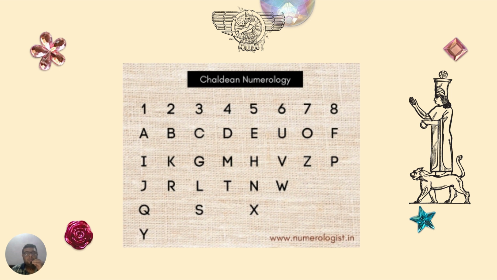So the digit connected with alphabet A is 1, B is 2, C is 3, D is 4, E is 5, U is 6, O is 7, and F is 8. It is a unique concept in Chaldean numerology that each alphabet is assigned a digit.